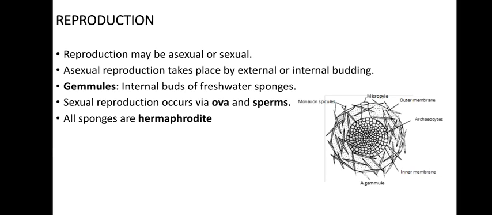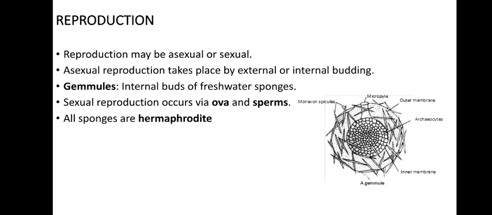Next is the reproduction. So here basically the most preferred type of reproduction is asexual type, and this happens by budding. A group of cells will emerge out on the surface, and then they elongate, and then there will be formation of osculum. They get separated, or they grow attached to the parental form, forming a colony. And there are two types of buds actually, external buds and the internal buds. The internal buds are called gemmules.